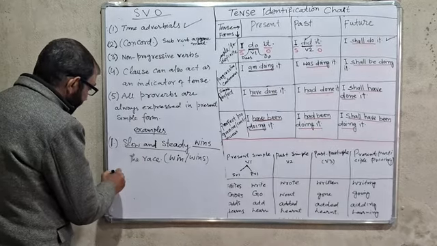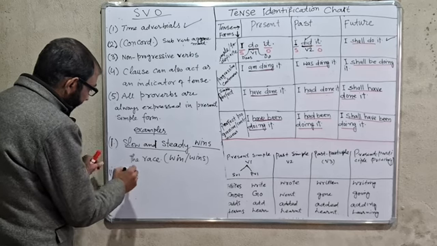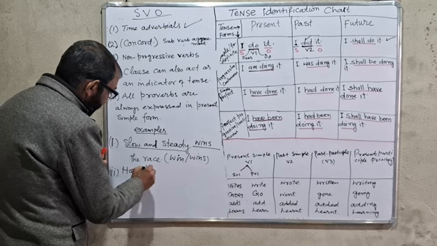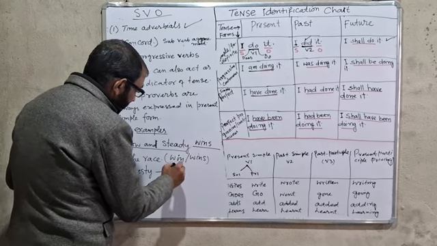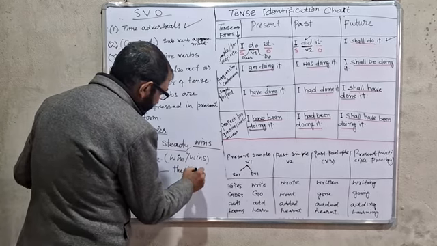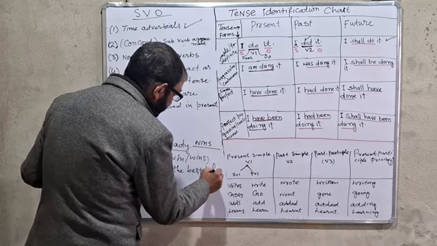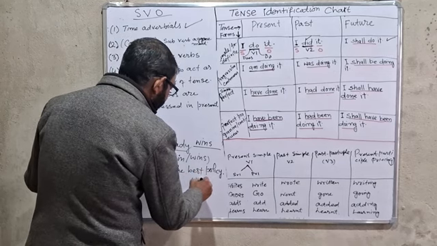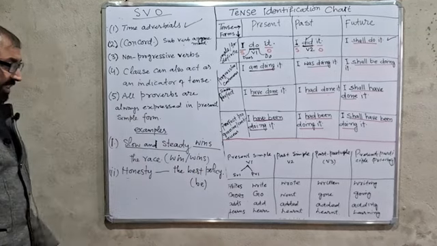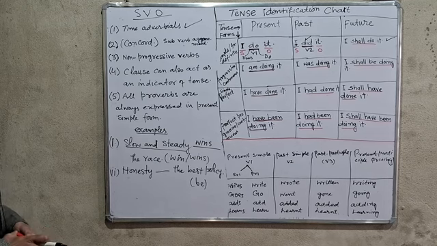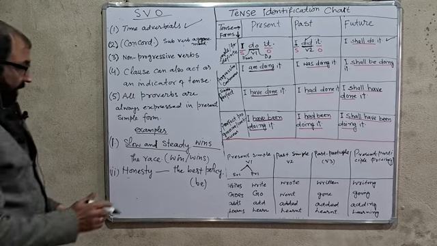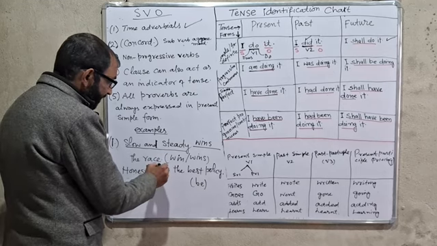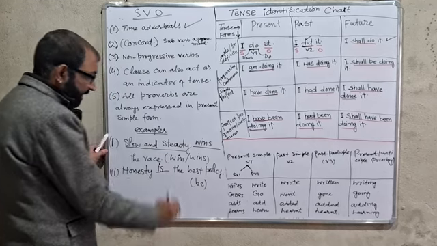Example number second. Honesty dash the best policy. The verb form given here is be. Be means is, am, or are. Honesty dash the best policy. Honesty is the best policy.